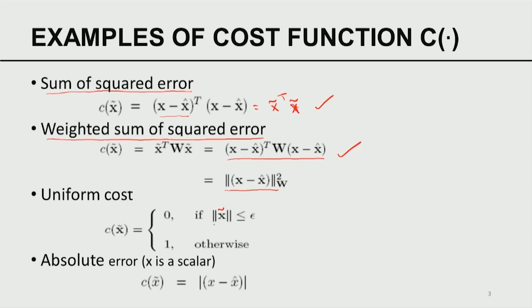So if x tilde is such that its norm is less than or equal to epsilon, where epsilon is greater than 0, pre-specified and small, if the norm of the error is less than the chosen epsilon, we will say the cost is 0. If the norm of the error is greater than epsilon, we will say the cost is 1.